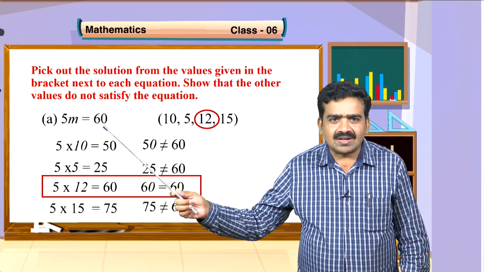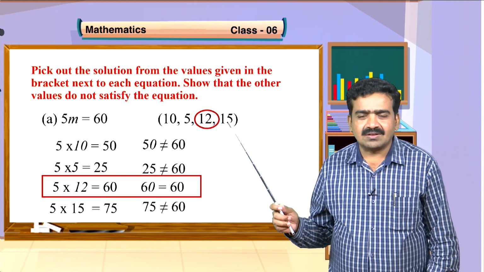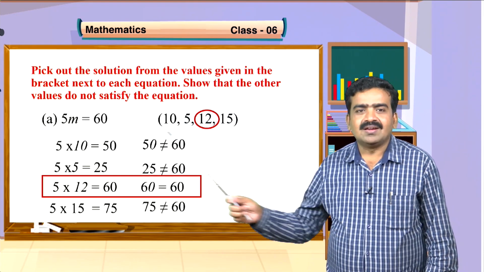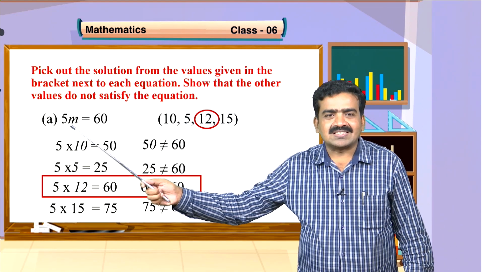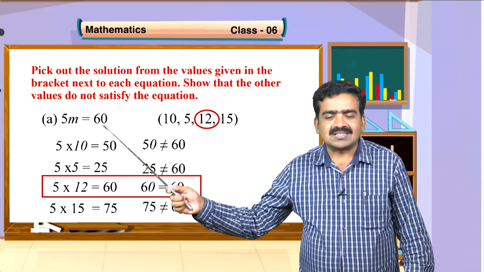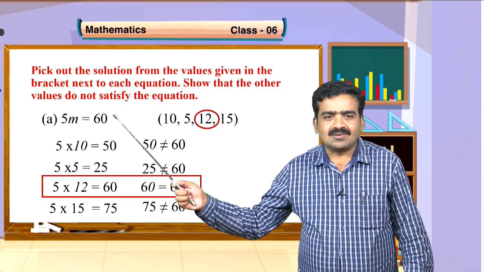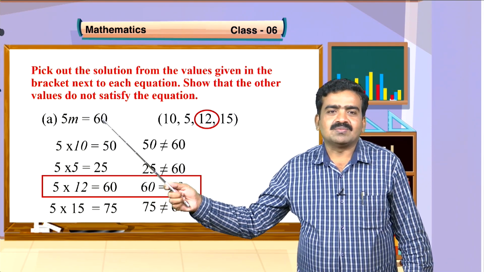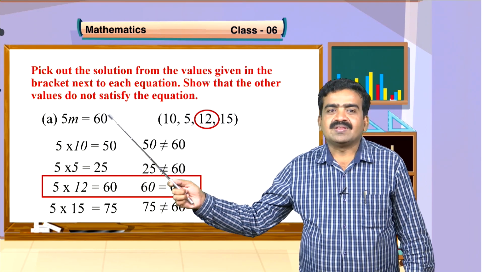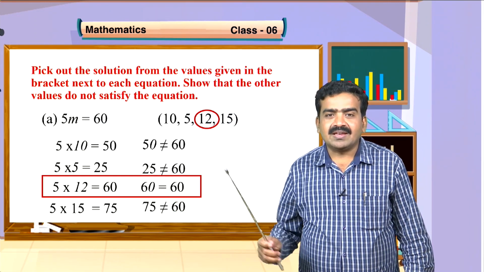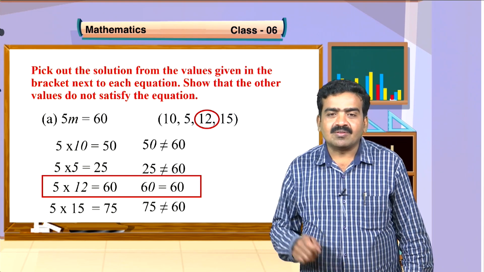Here 12 is the solution for this equation. Which is the solution for this equation among the 4 values given here? 12. Why? 12 into 5 is 60. 60 is equal to 60. So, therefore, LHS is equal to RHS. The equation holds good. Therefore, this is what we call solving an equation and finding the value of the variable.